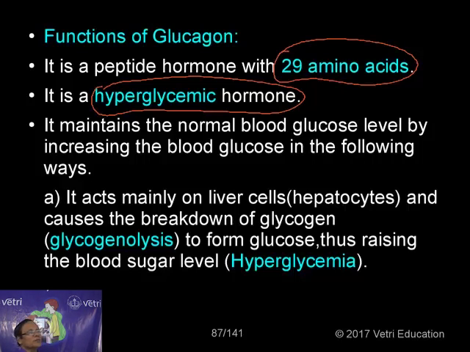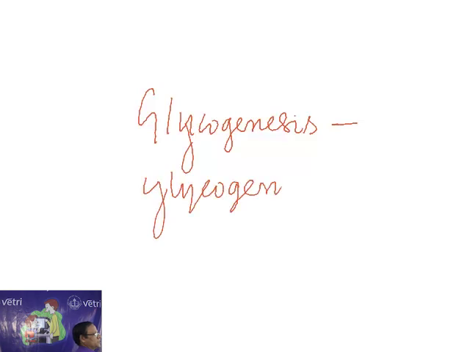Now the sugar level is maintained by various phenomena. For example, the following events occur to maintain the blood sugar level. One is glycogenesis, which is the formation of glycogen. Then glycogenolysis, which is the breakdown of glycogen, either from the liver or from the muscles.